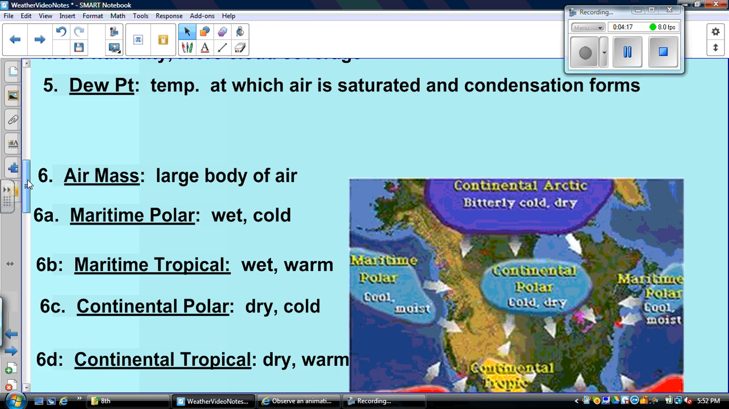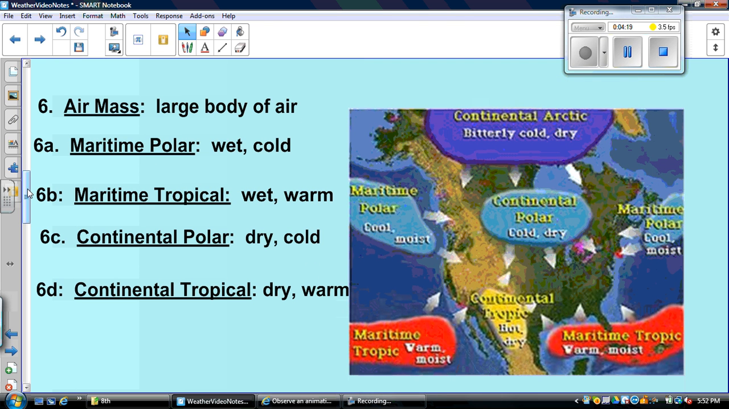Now, in order to understand why we have different types of weather, we have to know about the different classifications of air. A large body of air is called an air mass. And remember, wind is the movement of air masses. When these air masses meet, this is when you get the weather that we have. There are four major classifications for air masses.